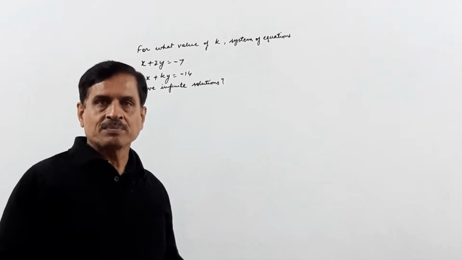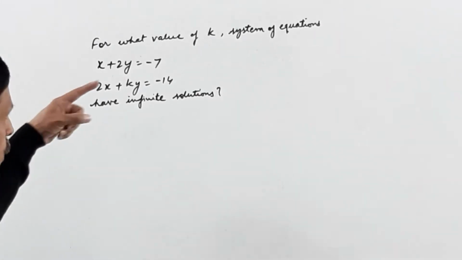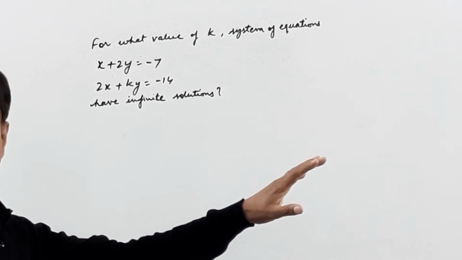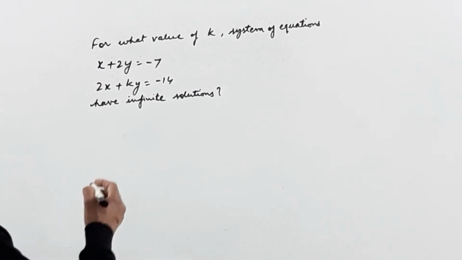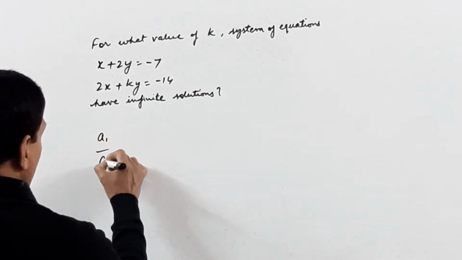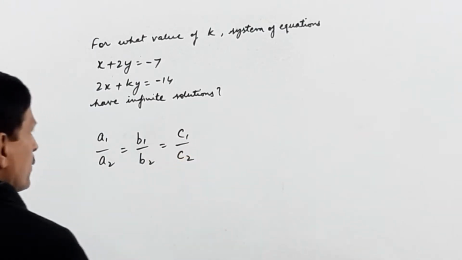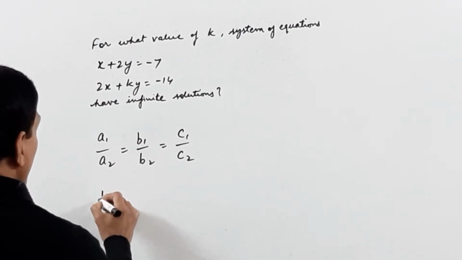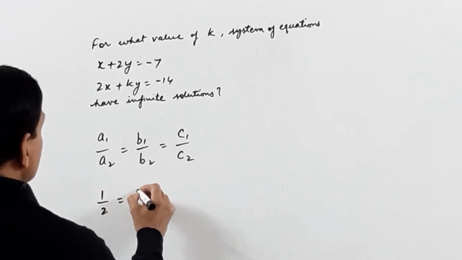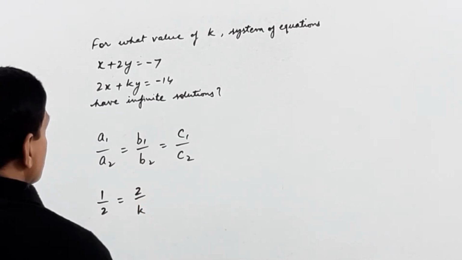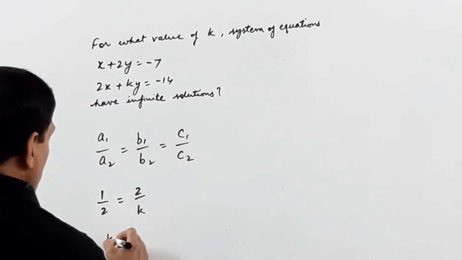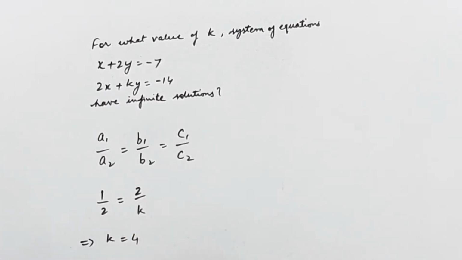In the next problem, we have to find the value of k for which the system of equations has infinite solutions. The condition for infinite solutions is a1 upon a2 is equal to b1 upon b2 is equal to c1 upon c2. Putting the values of the coefficients, 1 upon 2 is equal to 2 upon k implies k is equal to 4.